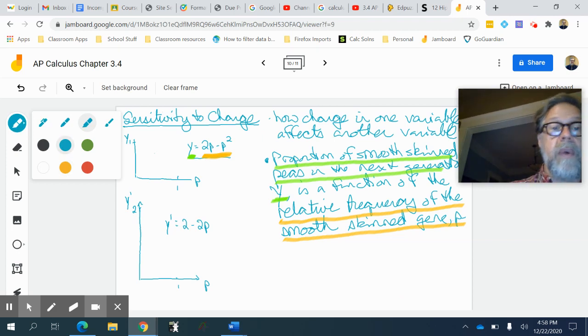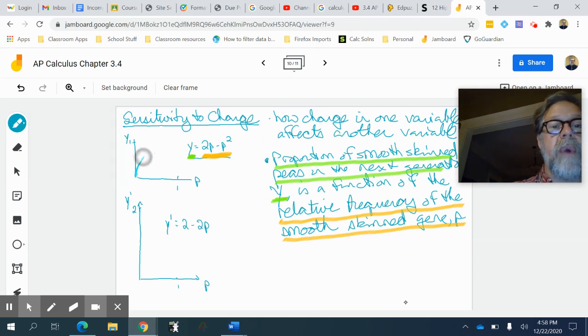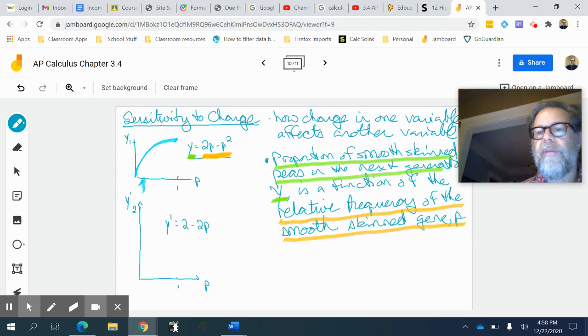the relative frequency. This graph, when we graph it, looks like this. And what you can see immediately just looking at this graph is that when the relative frequency of this gene is low, changing that frequency just a little bit will make a huge difference in what happens in the next generation. This is a steep graph, and this is not a steep graph.